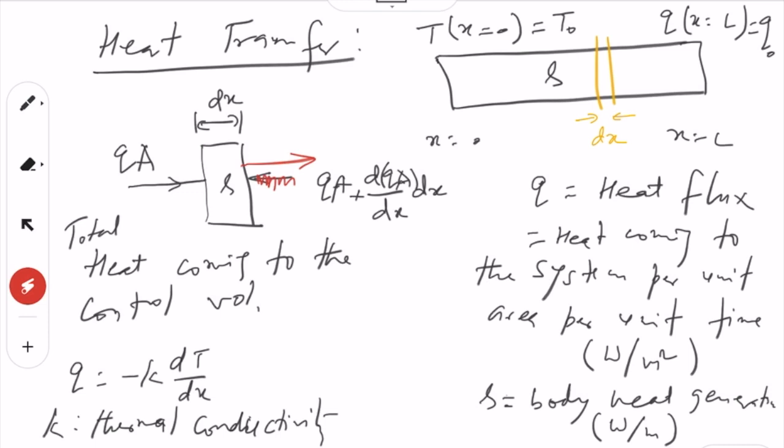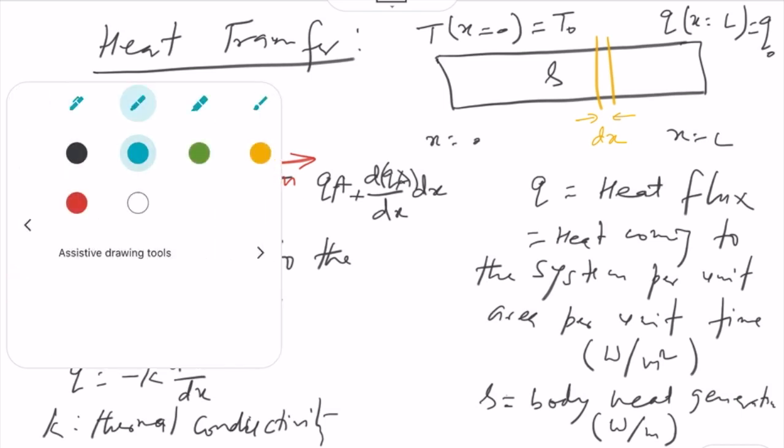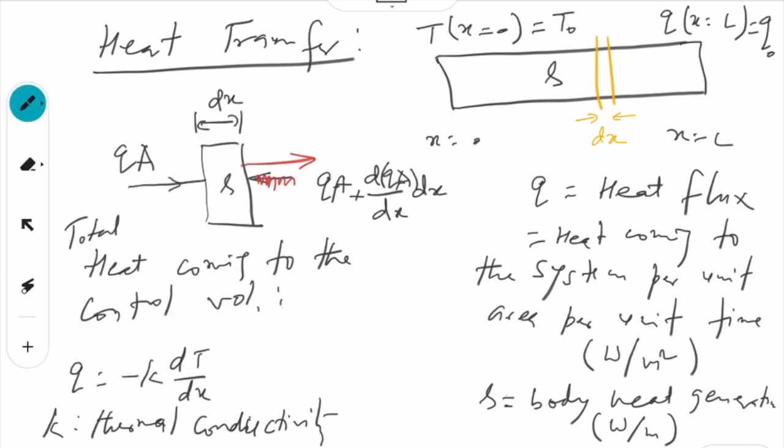Now we have to find out the heat coming to the control volume, and this will simply be: this is coming, this is going, and S times dx is also coming, because this is the internal heat generation. And hence what we get, I will write on the next page.